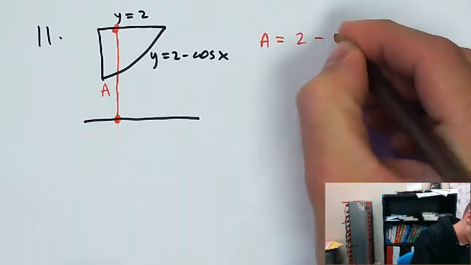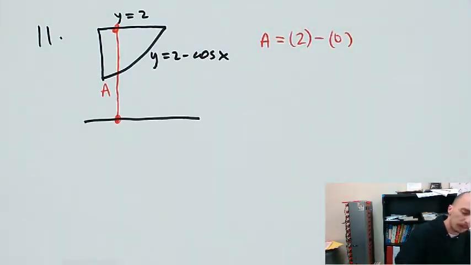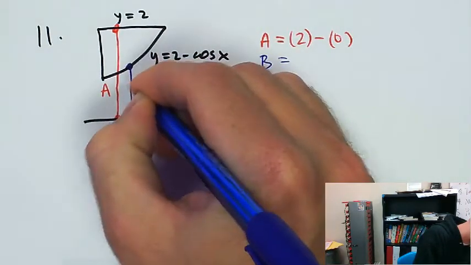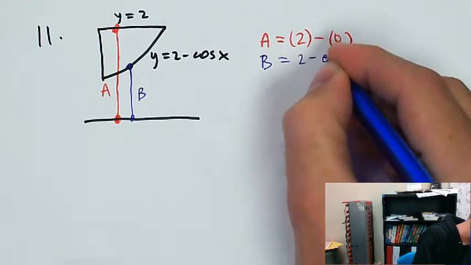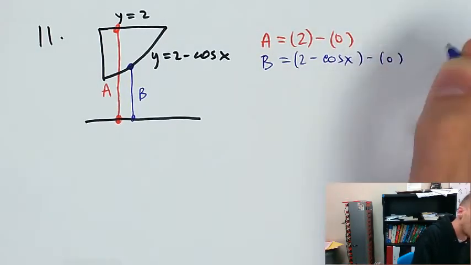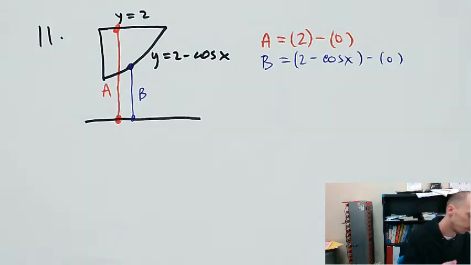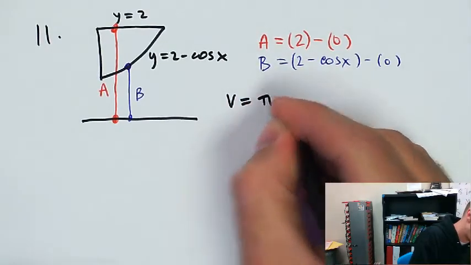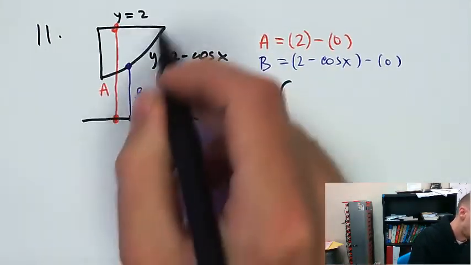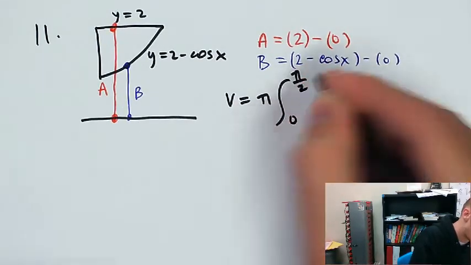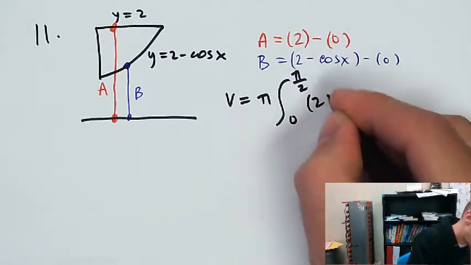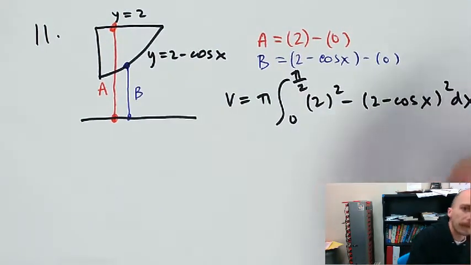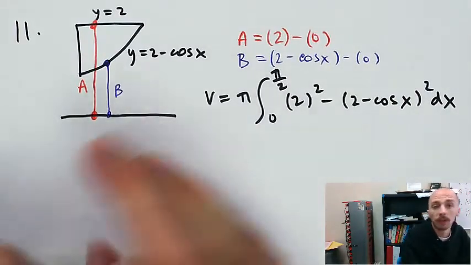Okay, A is going to be top minus bottom, and B is going to be also top minus bottom. So 2 minus cosine x minus 0. Okay, volume. Okay, x is going from 0 to pi over 2. Large radius squared minus small radius squared. Okay. And this one definitely looks like 1.0.